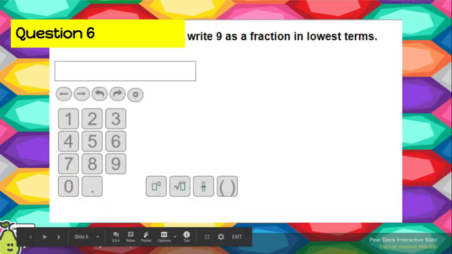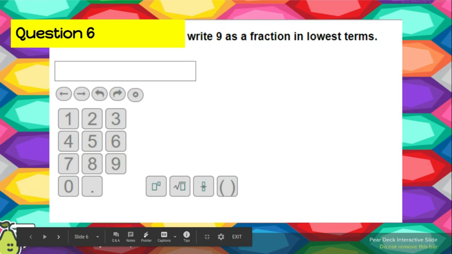Question number 6 is a problem that we've looked at before. Question number 6 says, write 9 as a fraction in lowest terms. Remember, we said when the denominator and the numerator of a fraction are the same, they're equal to 1. Doesn't matter what the number is. It can be 2 over 2. It can be 50 over 50. When the numerator and denominator are the same, they're equal to 1.